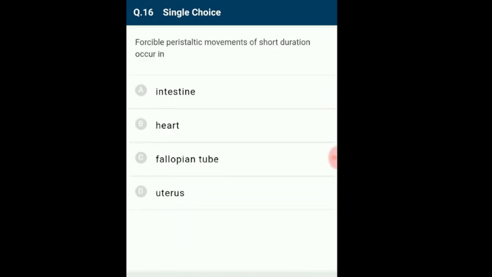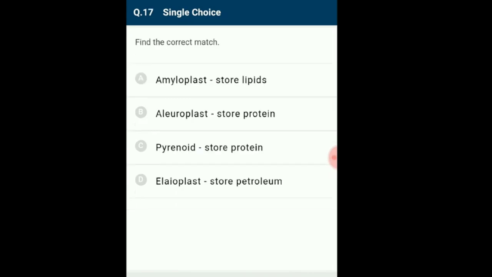Question number 16. Peristaltic movement of short duration occurs in. Forcible peristaltic movement of short duration, occurring only 3 or 4 times a day, moves the contents of the large intestine from one division to the next, as from the ascending to the transverse colon. So the answer is option A, intestine.